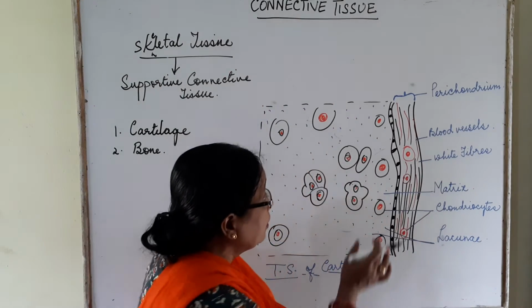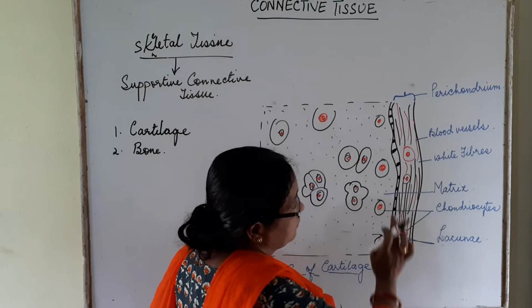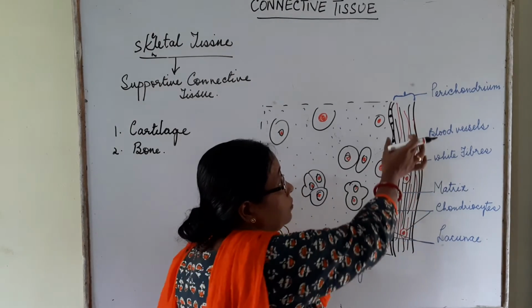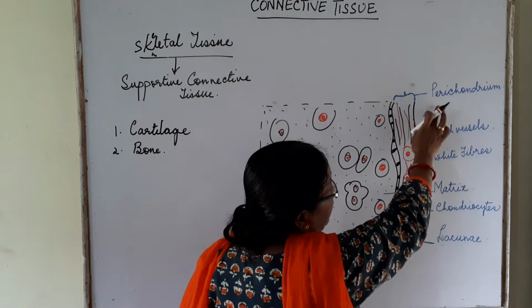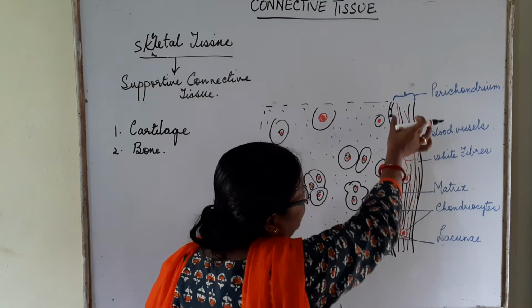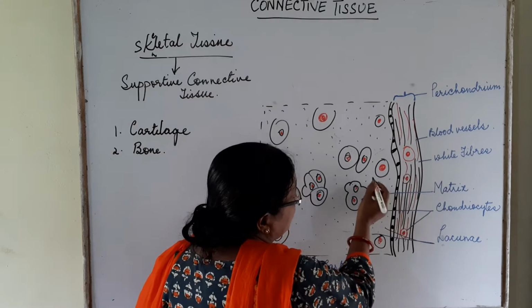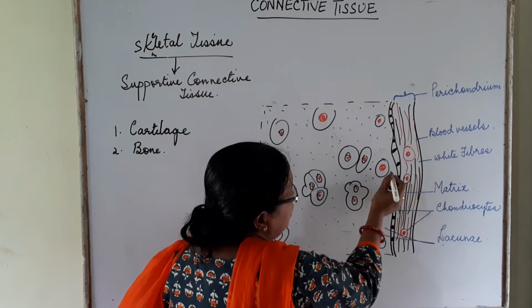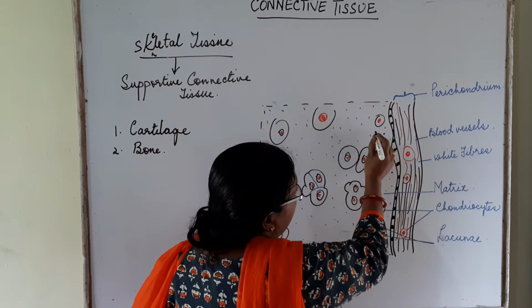If you see the diagram, you can see the blood vessels here. Blood vessels are restricted only to the outer covering of the cartilage, which is known as perichondrium. So the outer covering is known as perichondrium. Now you see these cells, these are the lacunae.